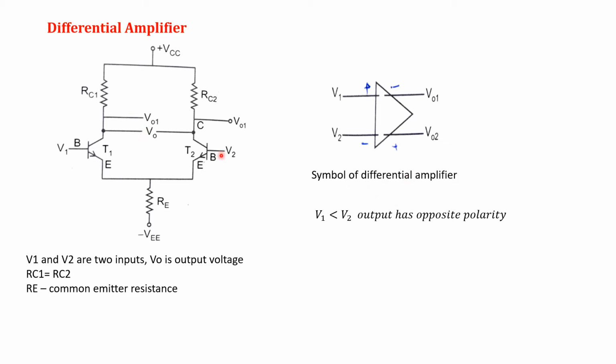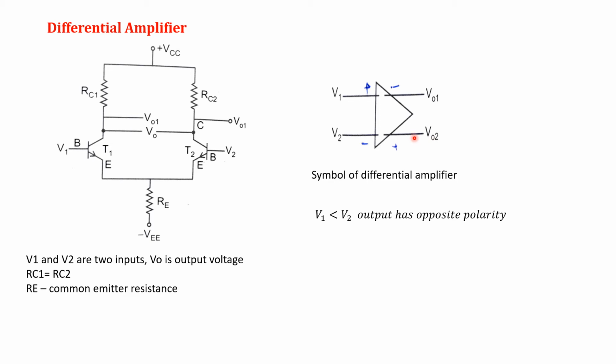Such a differential amplifier has two separate inputs V1 and V2. V1 is called the non-inverting input because the output voltage is in phase with V1. And V2 is the inverting input, so the output voltage is out of phase with V1. It means it is 180 degrees.